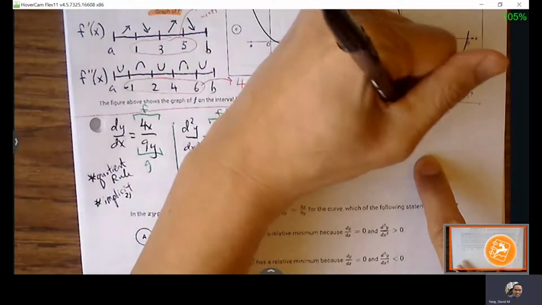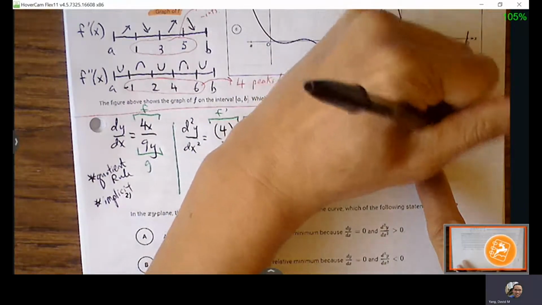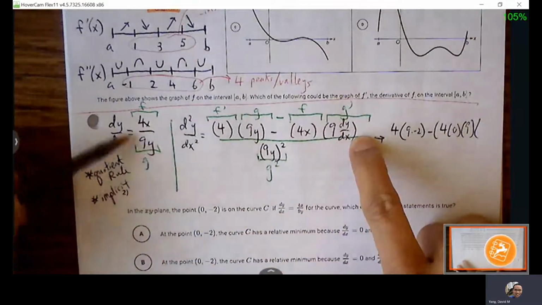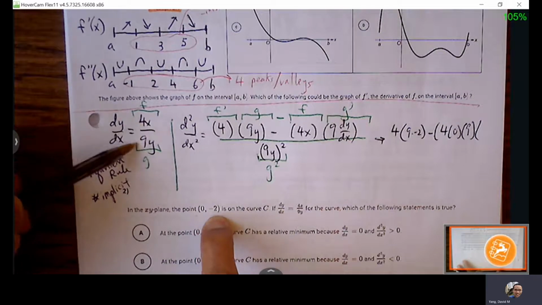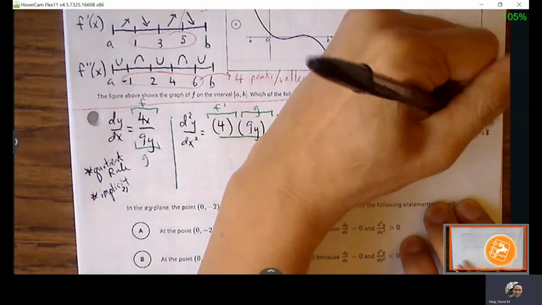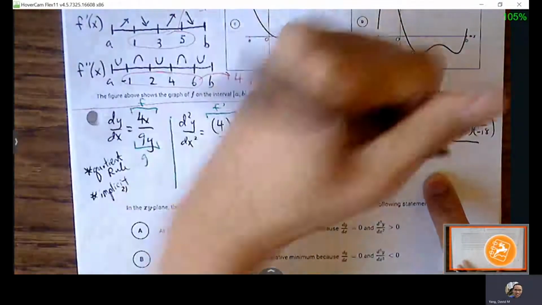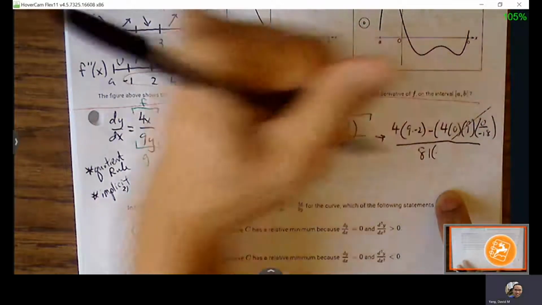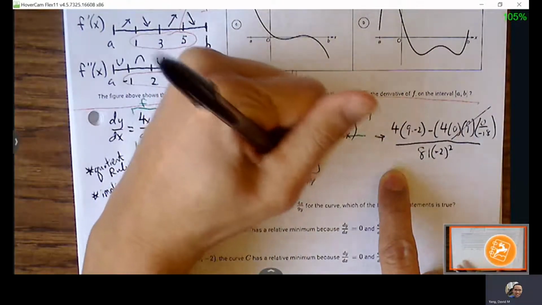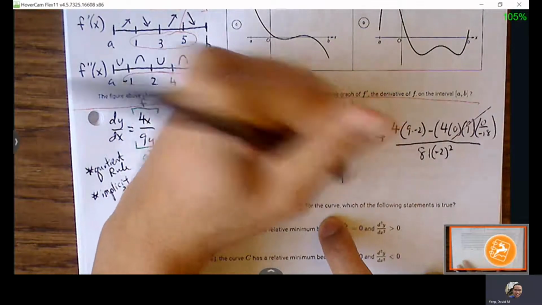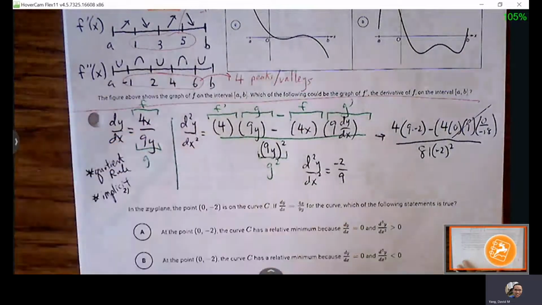9 times -2. Now dy/dx is 4x over 9y. So if I insert 0 and -2 for x and y, I get 0 over -18. So all this is going to zero out, all over my denominator squared. So 81 times -2 squared. Now all this is going to give me -2 over 9. So if I plug 0 and -2 into my derivative, I get a negative number.